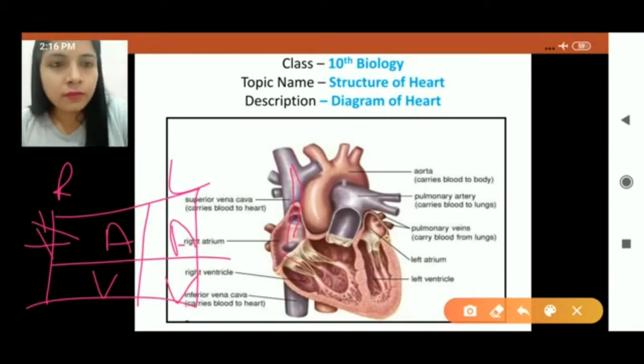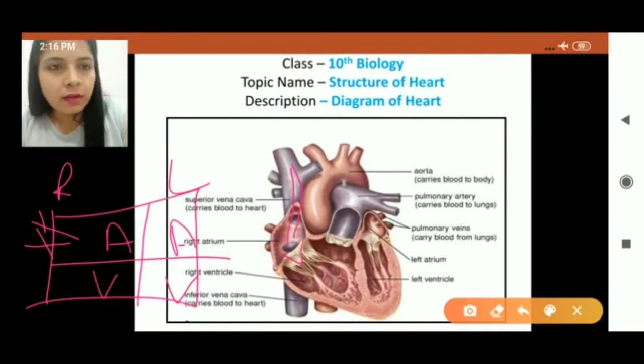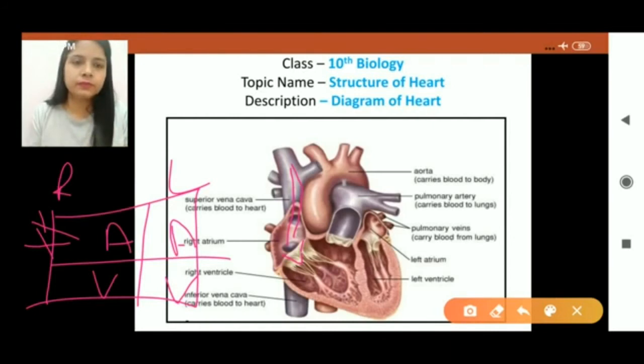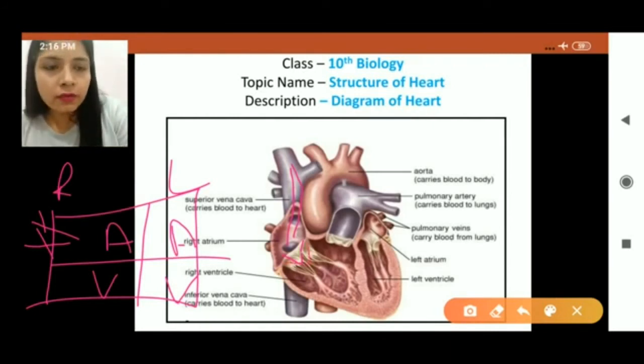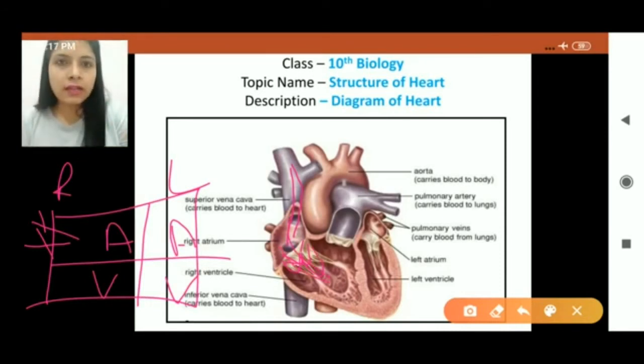Here is a valve. When the right atrium contracts, at the same time the ventricle expands. And here is a valve with 3 cusps like this. So the valve opens and blood comes here into the right ventricle. This is called the tricuspid valve because there are 3 cusps.